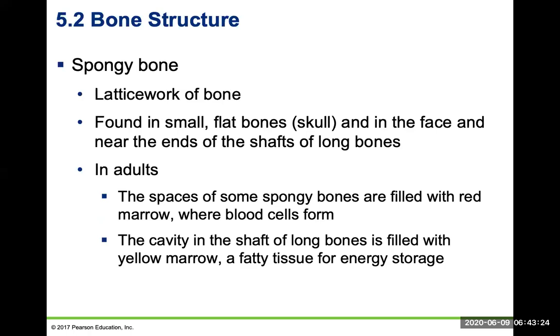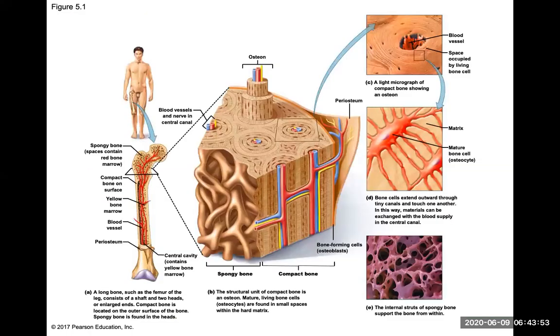The spongy bone is a more lattice-like network of bone. It's found in smaller flat-shaped bones, such as in your skull and face, and in the ends of the shafts of your long bones. And in adults, this is where the spaces of some spongy bones are filled with red marrow, where your red blood cells will form. And the cavity in the shaft of the long bones is filled with yellow marrow, which is a fatty tissue for energy storage.